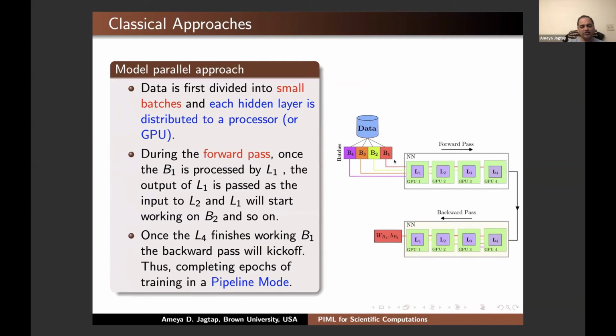In the classical approach, they also propose model parallel. Here they split the data into batches B1 to B4, and every layer, in this case there are 4 layers of the neural network, is assigned to a GPU. Once B1 is processed by L1, it passes to L2, and L1 starts working on B2. So they finish all this work in a pipeline approach. That's the forward pass, and that's the backward pass, and that's how they update the weights and biases. So these are parallel approaches. You can make the algorithm parallel, but okay.